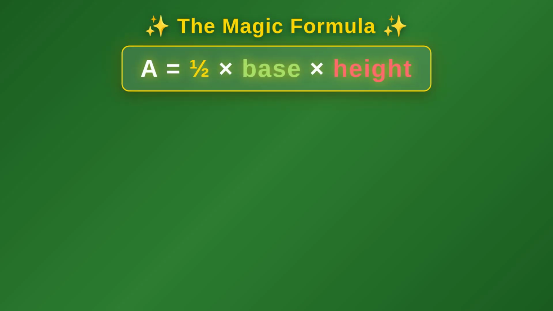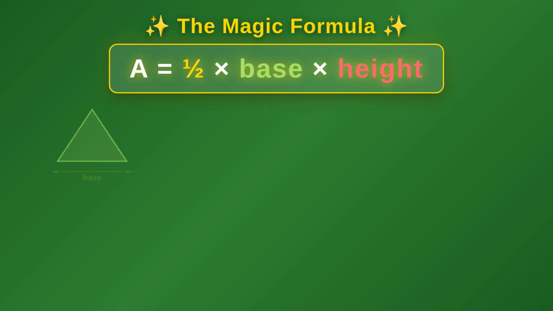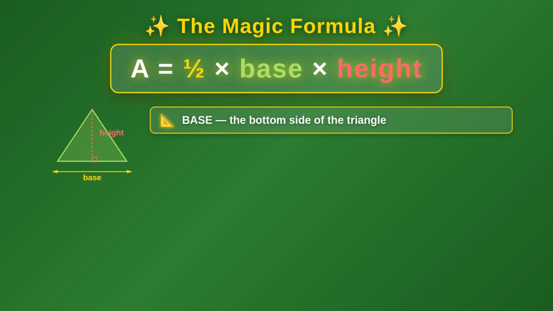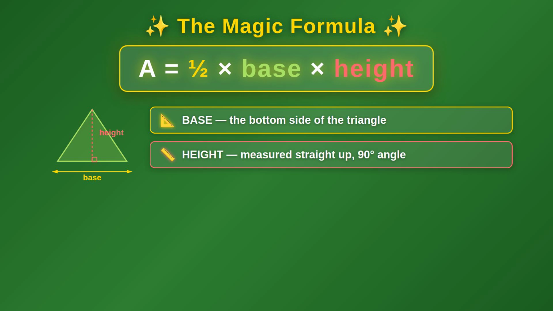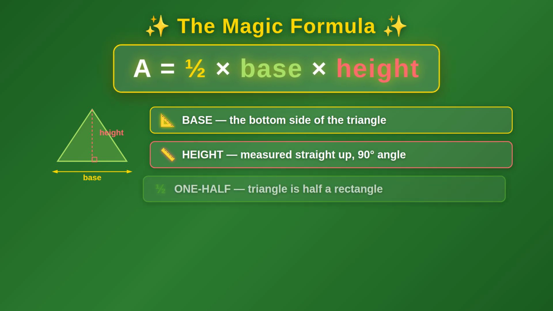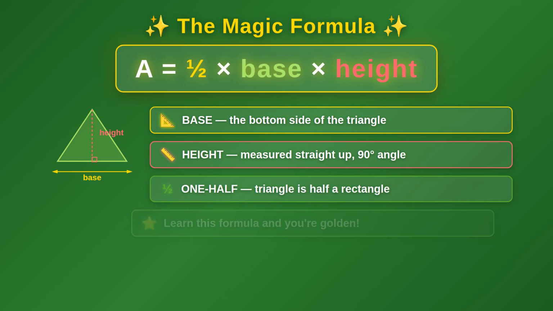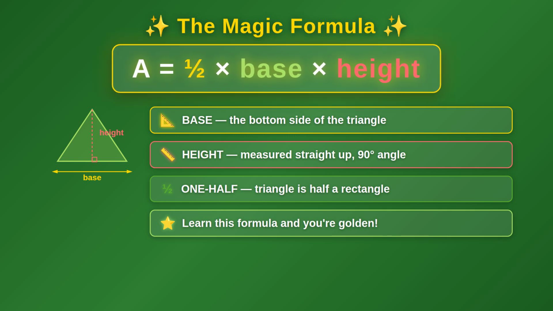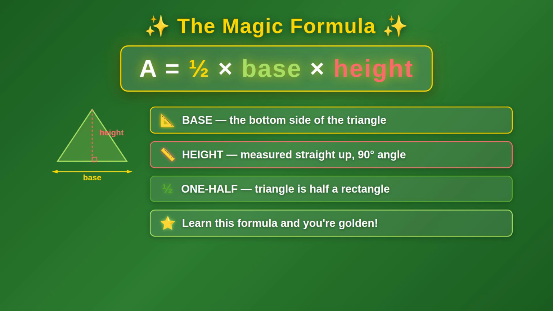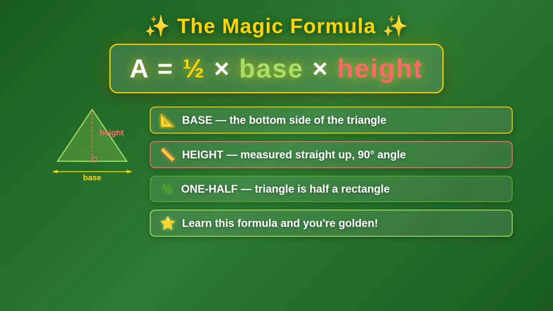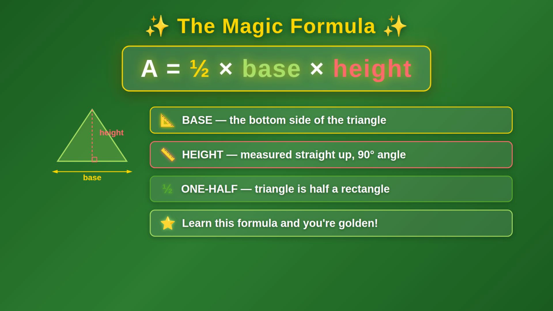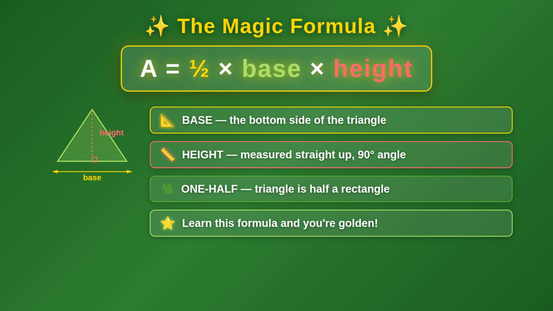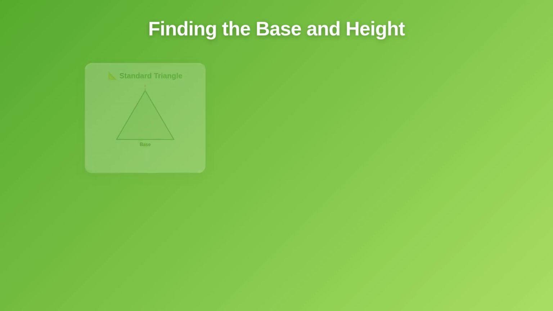Here it is, the formula that Maya needs. The formula that solves every triangle area problem ever. Area equals 1/2 times base times height. The base is the bottom side of the triangle. The height is how tall the triangle is, measured straight up at a 90-degree angle, like a perfectly straight flagpole from the base. And 1/2 just means we divide by 2 at the end, because a triangle is half a rectangle. Learn this formula, and you're golden.